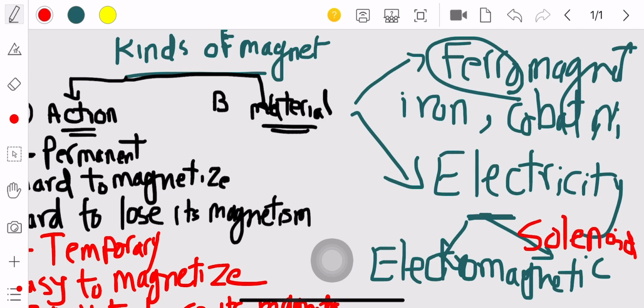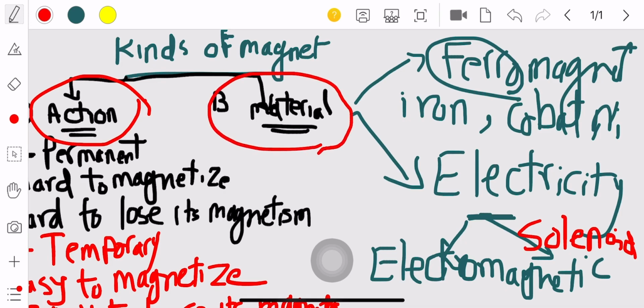So again, kinds of magnet. We have magnets according to their action, and we have magnets according to the material from which they are made. Their action can last for a long time, or it can be for a short time. If it lasts for a long time, it is called permanent magnet: hard to magnetize, hard to lose. And temporary magnets are easy to magnetize, easy to lose their magnetism.